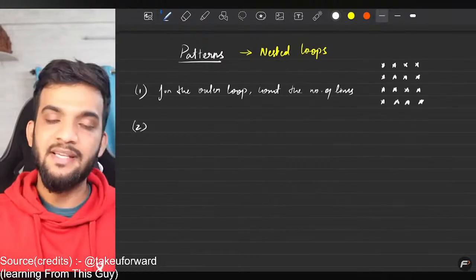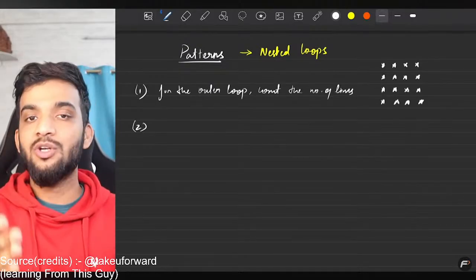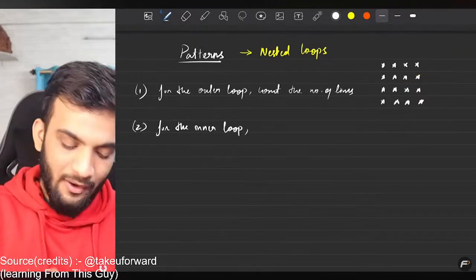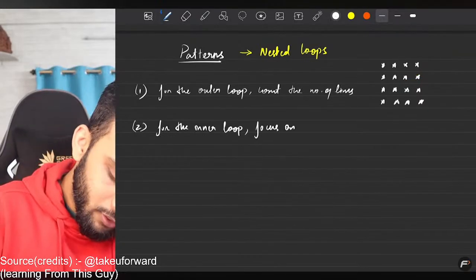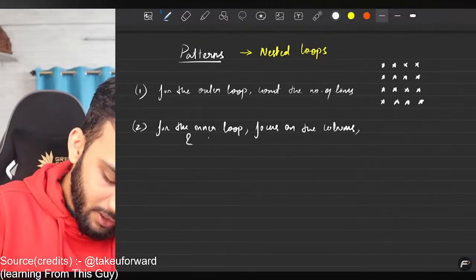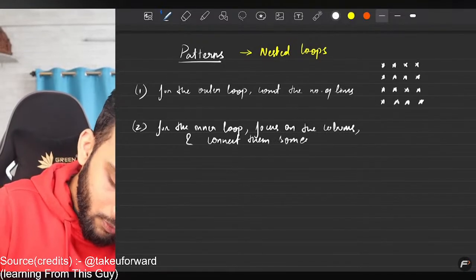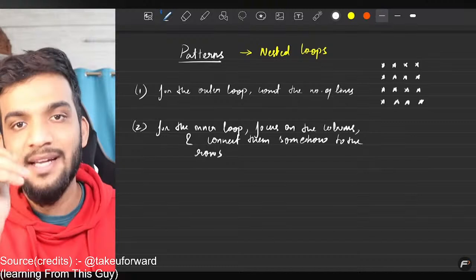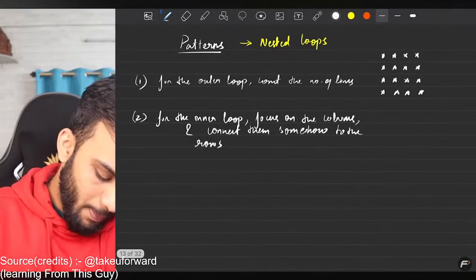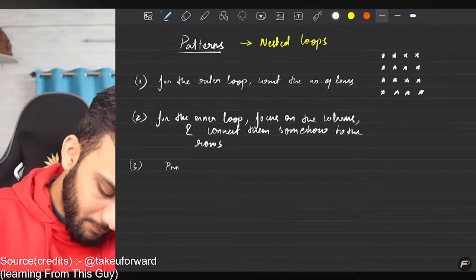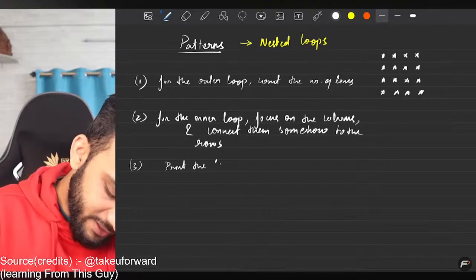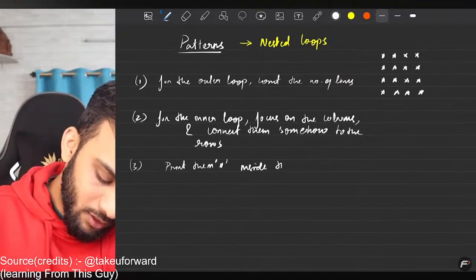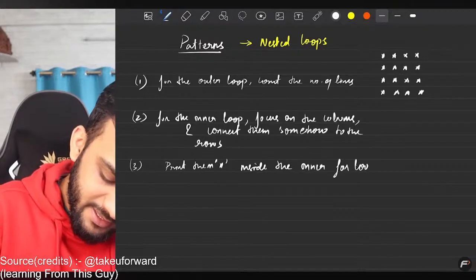The point number 2, what did I say? Pattern means nested loops. Nested means outer and inner. So for the inner loop, what you have to do is focus on the columns and connect them somehow to the rows. That's rule number 2. I'll explain this afterwards. Now, whatever you're printing, print it inside the inner loop. Let's say over here it's a star. The other places can be 1, 2, or A, B, C, D. Whatever you're printing, print it inside the inner for loop. And I'll show you an example, everything will get clarified.